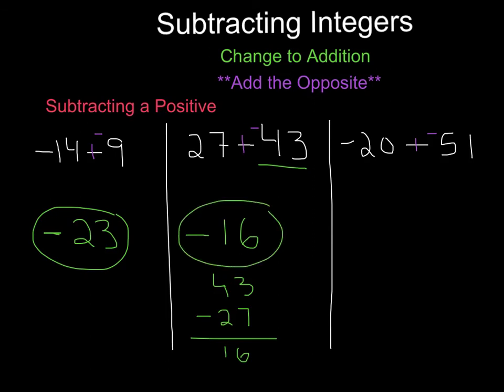And then the last one, negative 20 plus a negative 51. Same signs. Negative plus a negative is a bigger negative. So what is 51 plus 20? Well, it is 71. So negative 71 is our answer.